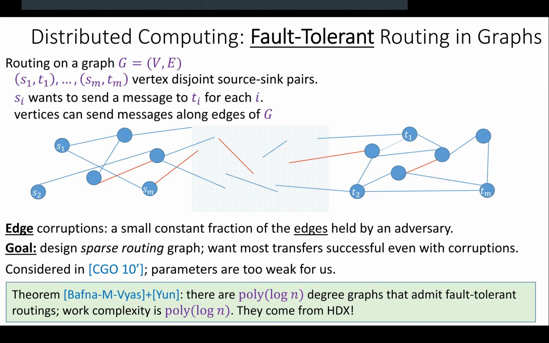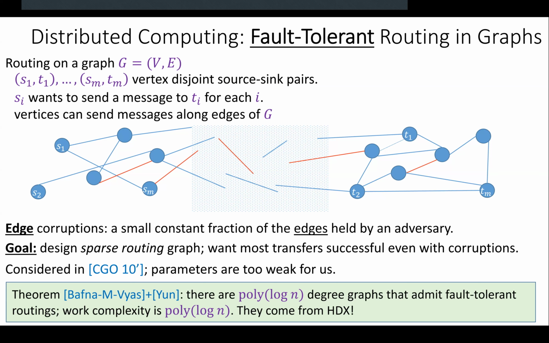So are you making a lot of assumptions on corruptions? For example, what prevents you from corrupting all edges from a given vertex? And then how does it send the message? No, so I don't need to succeed on all of the pairs. I need to succeed on most of them. Yeah, so you can take a subset and say, all of it without the corrupted edges.